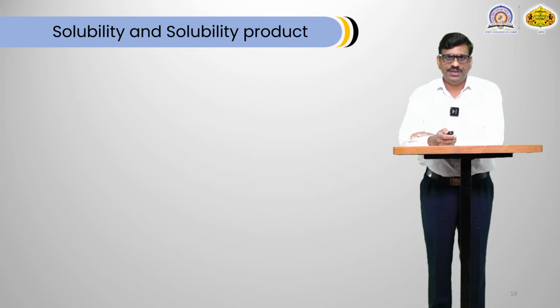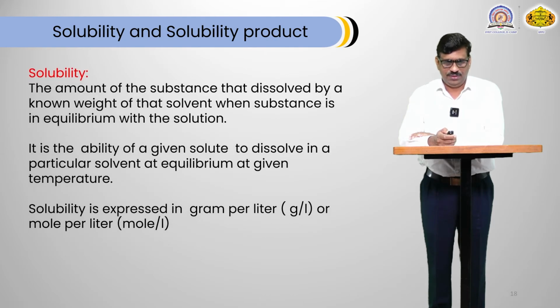Now the next point is solubility and solubility product. First of all, understand what solubility is. Solubility is the amount of substance dissolved by a known weight of the solvent when the substance is in equilibrium with the solution. In other words, it is the ability of a given solute to dissolve in a particular solvent at equilibrium at a given temperature. This solubility is generally expressed in terms of gram per liter. Sometimes it is expressed in terms of mole per liter.